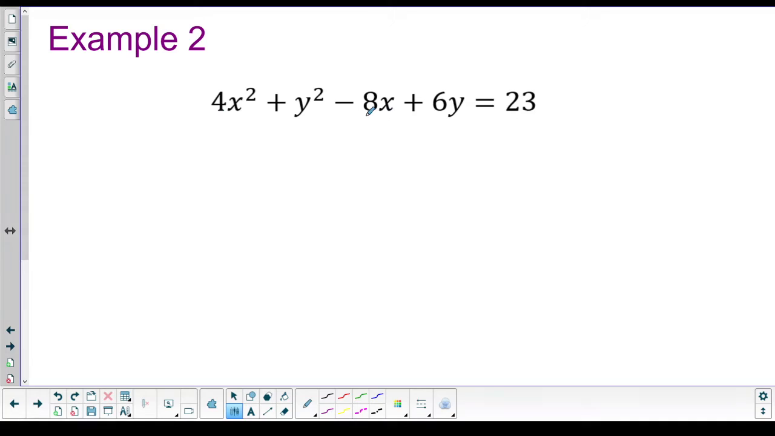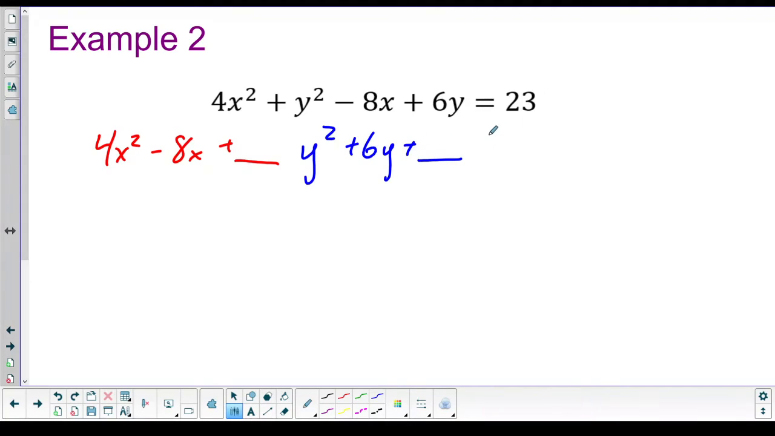So we're going to group our x's together. We're going to have 4x squared minus 8x plus blank to complete the square. Then we'll group our y's together. We have y squared plus 6y plus blank equals 23 plus a red blank plus a blue blank.